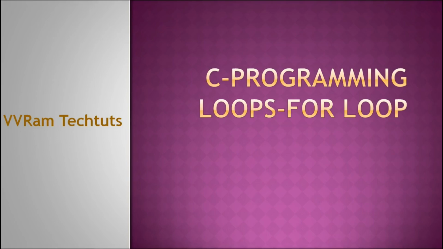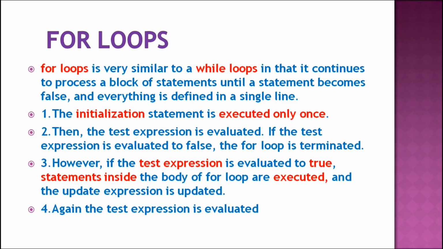In this video, we will see the C programming for loop. A for loop is very similar to the while loop in that it continues to process a block of statements until a statement becomes false, and everything is defined in a single line. The initialization statement is executed only once, then the test expression is evaluated, and if the test expression is evaluated to false, the for loop is terminated.